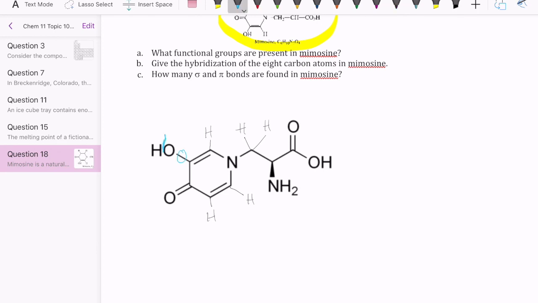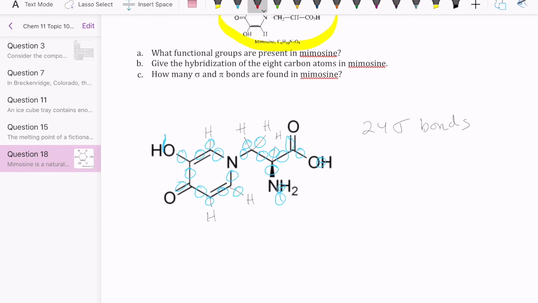That's 1, 2, 1 of these, 3, 4, 5, 6, 7, 8, 9, 10, 11, 12, 13, 14, 15, 16, 17, 18, 19. There's 2 hydrogens attached here. 20, 21, 22, 23. And don't forget that this carbon also has a 4th bond going to a hydrogen, so that would be the 24th sigma bond. 24 sigma bonds total.